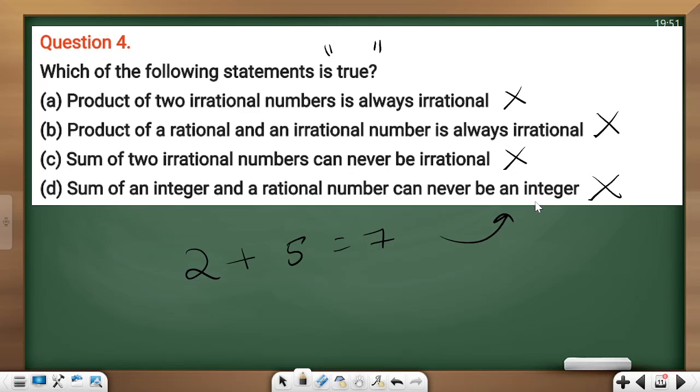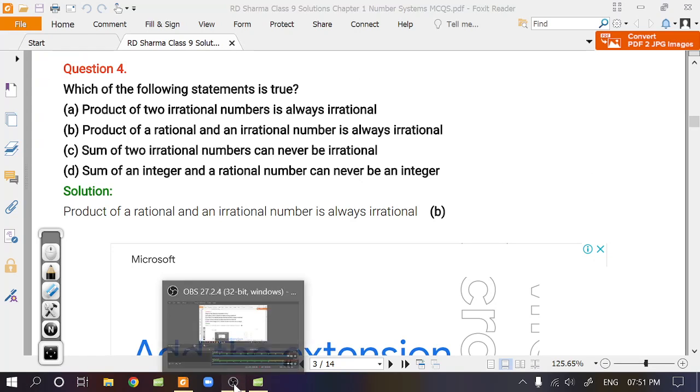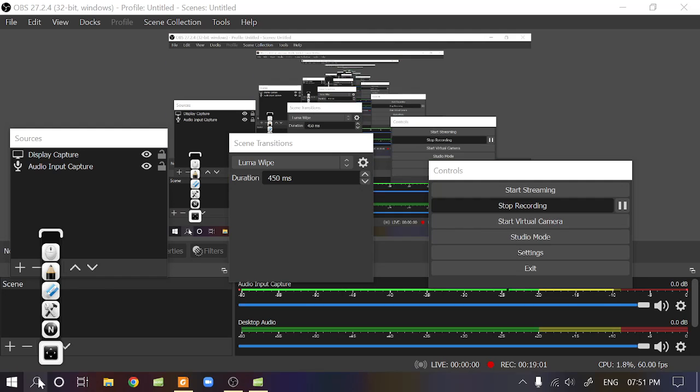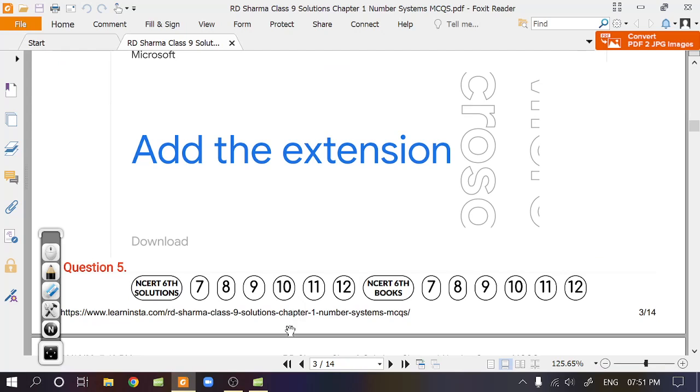Let me see in my textbook whether they changed it. No. In my textbook also they did not change the question. There is a small mistake here. All statements are false. All statements are false here. Okay. Now the theory questions are over. Now let's move to one numerical question. In the next class we'll complete the remaining numerical questions.